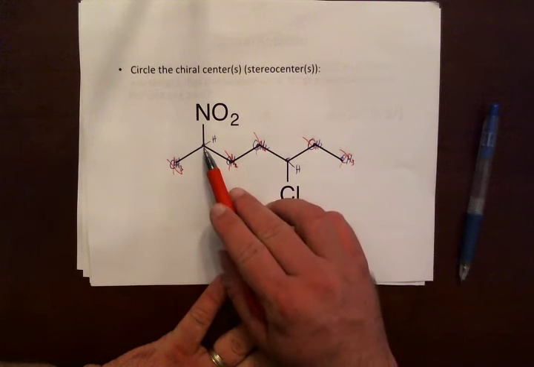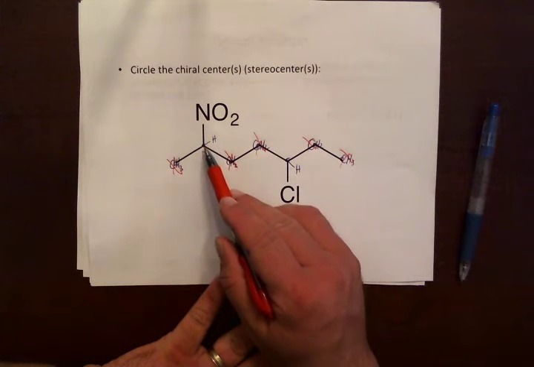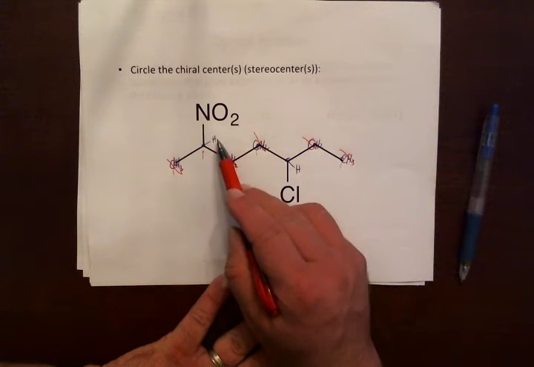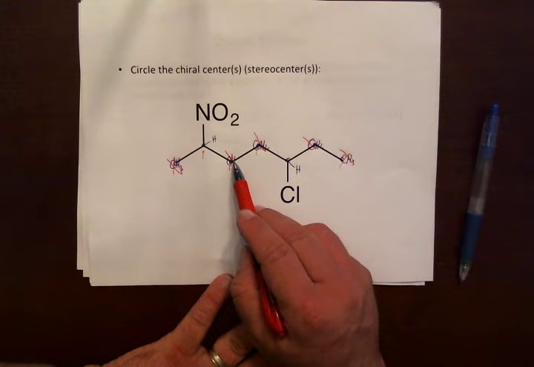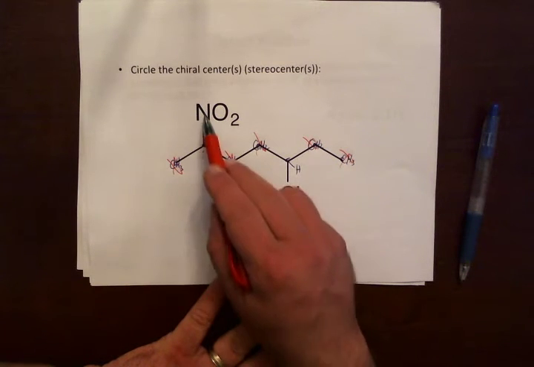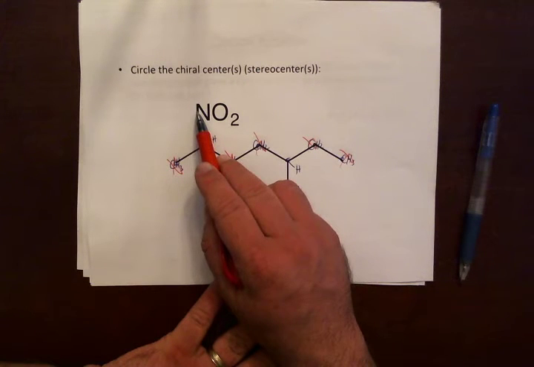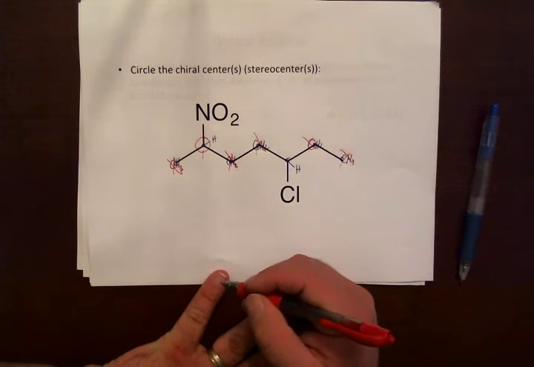So for here, what you're going to want to do is start where you think the chiral center is, and then look at the four groups hanging off of it. So you have a nitrogen, a hydrogen, a CH3, and a CH2. Those are four different things: CH3, CH2, H, and a nitrogen group. Well, those are all different. So that means that there's 4 different things, so there's a chiral center there.